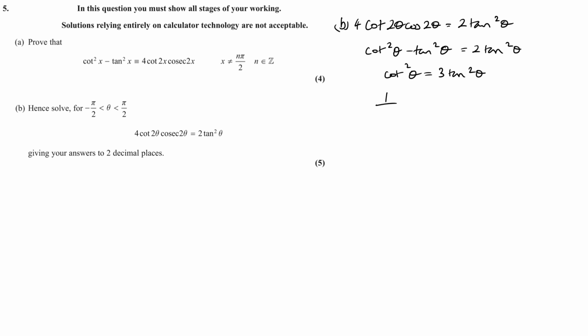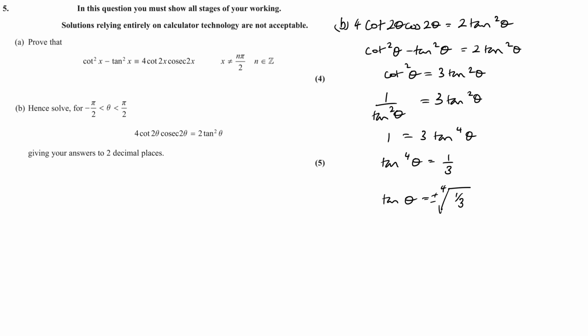Now cot squared is 1 over tan squared theta, and multiplying up by that, I'd have 1 equals 3 tan to the power of 4 theta, or tan to the power of 4 theta equals 1 over 3. Tan theta would be plus or minus the 4th root of 1/3, and then I can go ahead and find that theta.